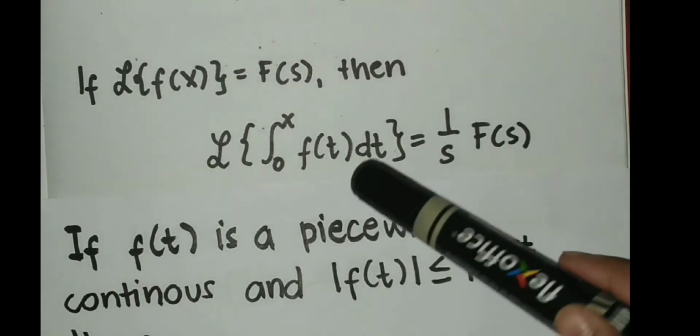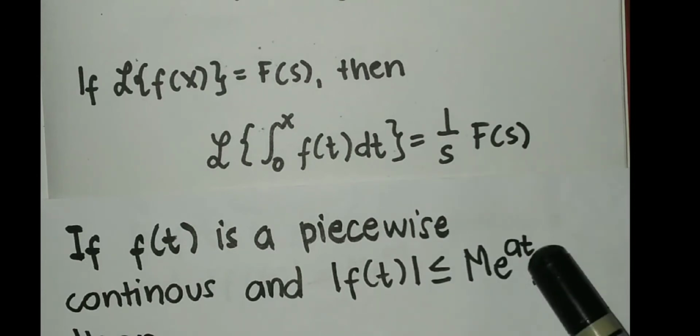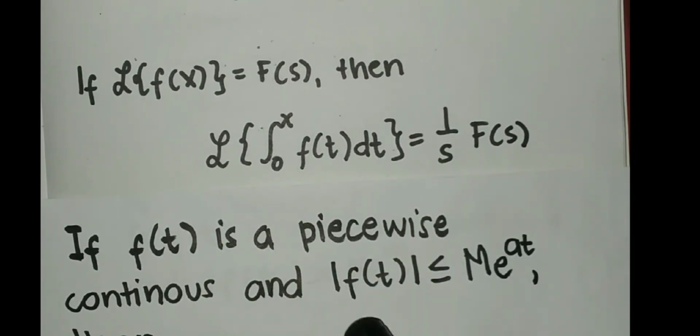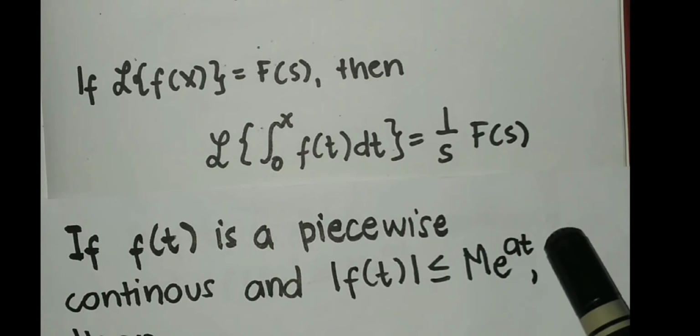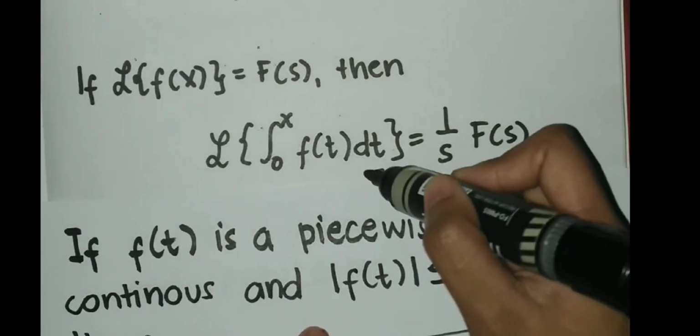If f of t is piecewise continuous and the absolute value of f of t is less than or equal to M e raised to at, like from the previous one, where M and a are constants for sufficiently large t, or from the previous one, x, then we have this one.